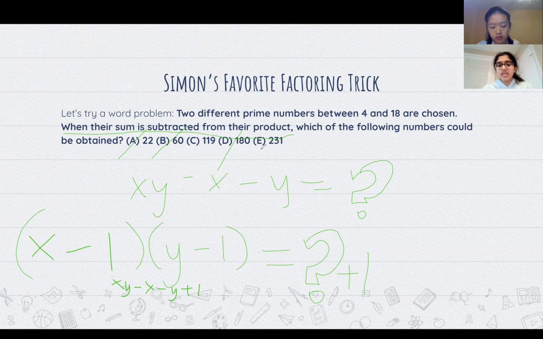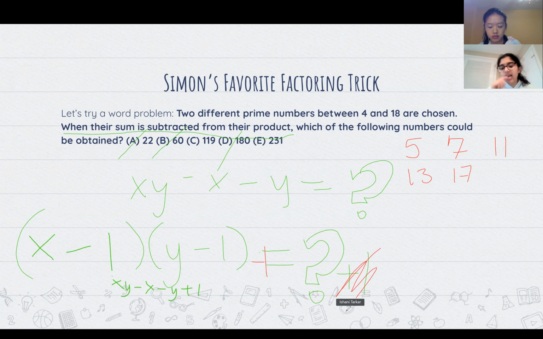So let's list out the prime numbers between 4 and 18. There's 5, 7, 11, 13, 17, right? These are all of the prime numbers between 4 and 18. So we know that if we subtract 1 from both of them, this will cancel out, and we'll get the question mark. So we have two even numbers minus 1 to get the question mark, right?